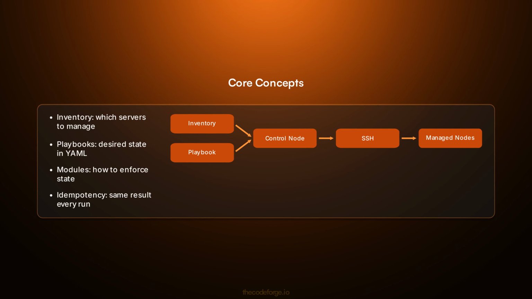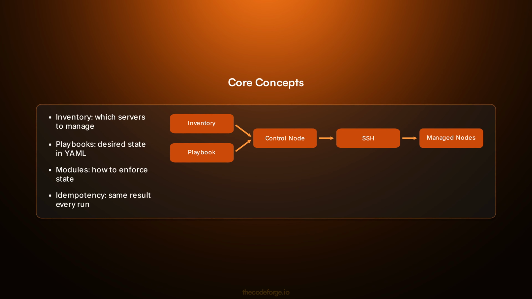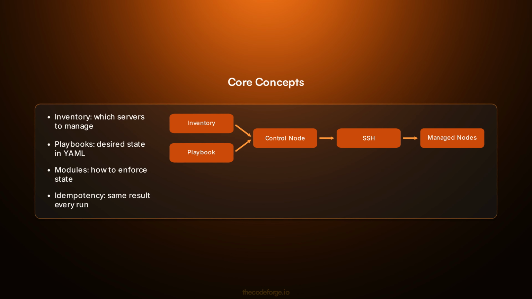Ansible has three core concepts. Inventory lists your servers, playbooks describe the desired state, and modules are the tools that enforce that state. Idempotency means running the same playbook 100 times produces the same result as running it once, but only if you use proper modules like apt, template, and service instead of shell.